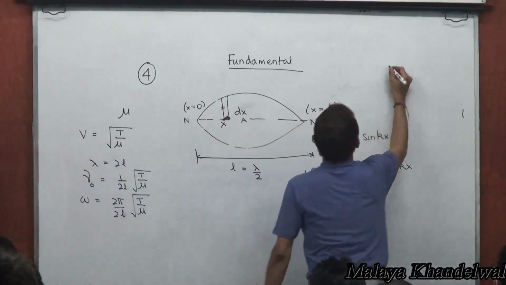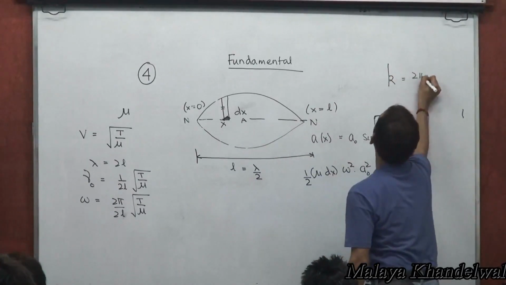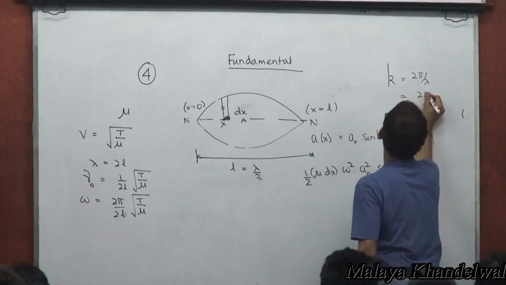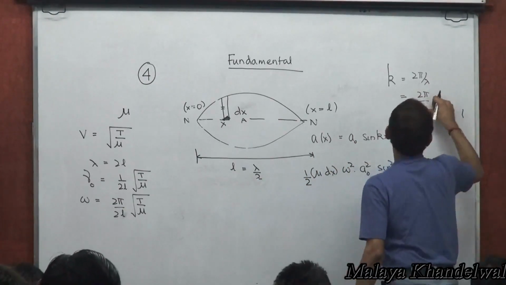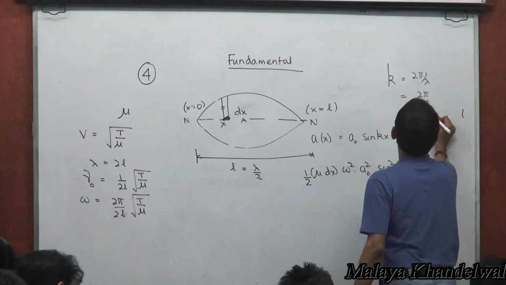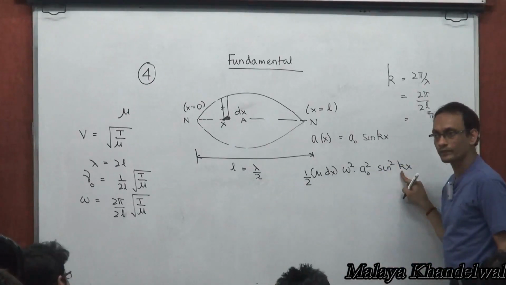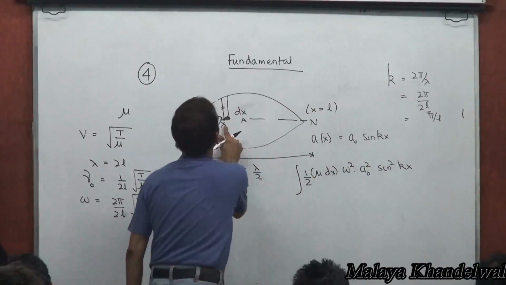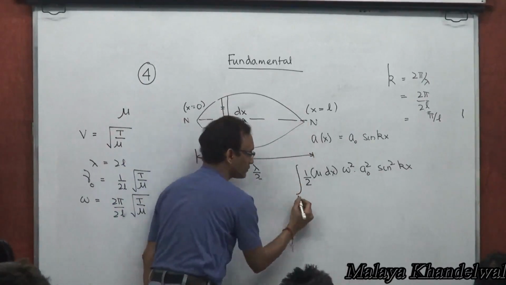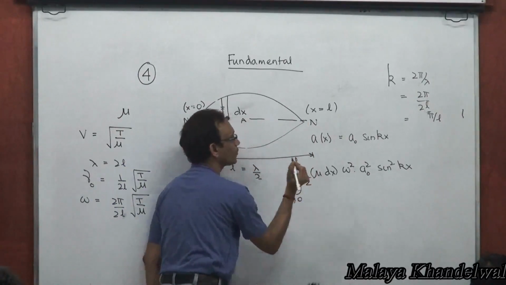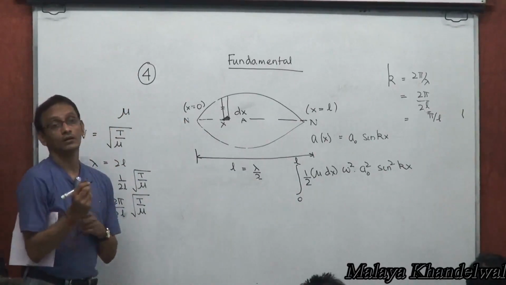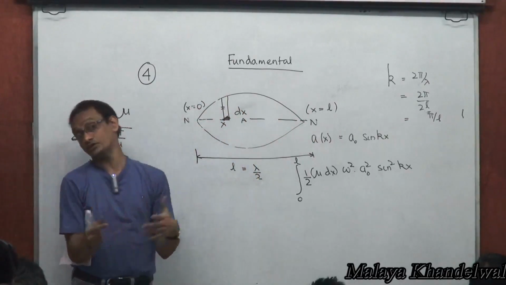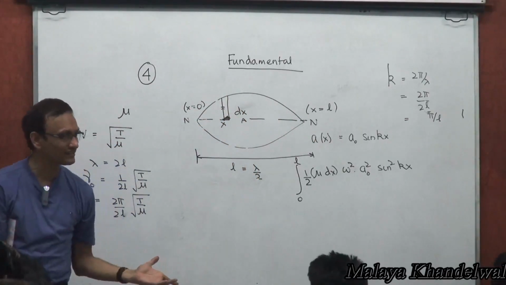What is k, by the way? k is known to us as 2 pi by lambda, and lambda, as you know, is 2L here. So this is 2 pi by 2L, which means pi by L. So you can plug in k as pi by L. That's the energy for this. The total energy then would be the sum of all of this, where x varies from 0 to L. That's the total energy of all oscillators from x equal to 0 to x equal to L, and it's also the maximum kinetic energy of the string.